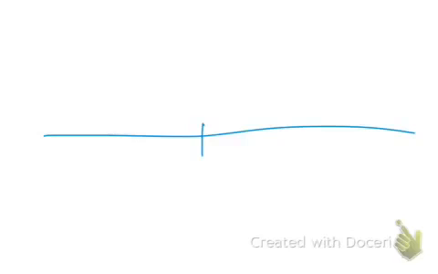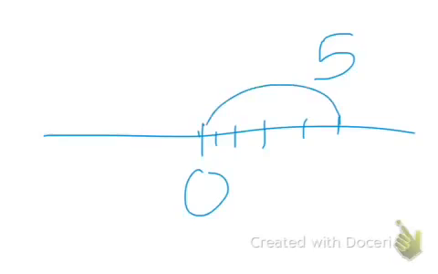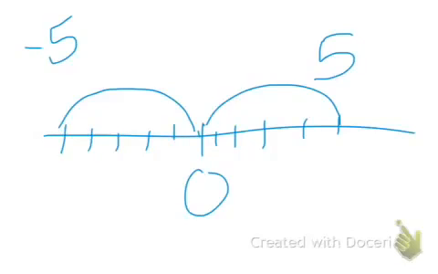Pretty much all that means is if you have a number line and you have 5, oops, that doesn't look like a 5, that looks like a 6. If you have a 5 on your number line, its opposite would be on the opposite side of 0. So you're 5 away on this side, so you'd have to be 5 away on this side, which would give you negative 5. So, those are a couple quick things about the last lesson.